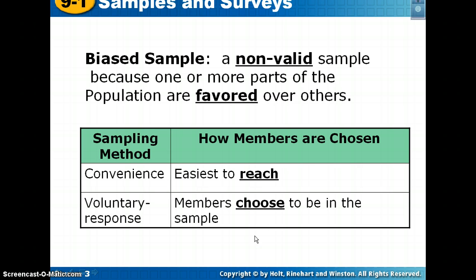All right, and there's a couple of different types of biased sampling methods. One is convenience. Members for the sample are chosen because they were easy to reach. And voluntary response. Members choose to be in the sample. Let me show you examples of those.